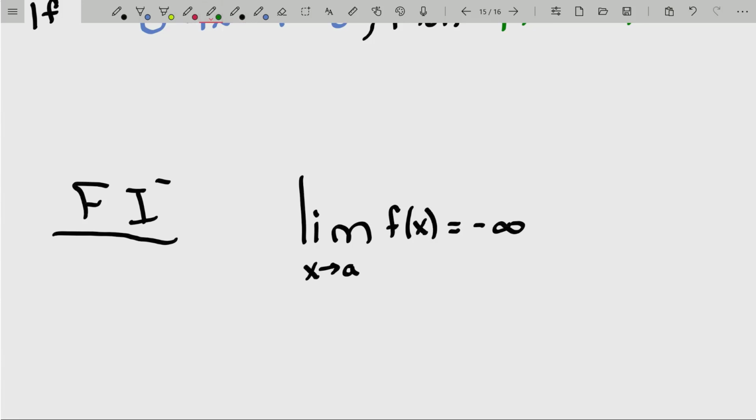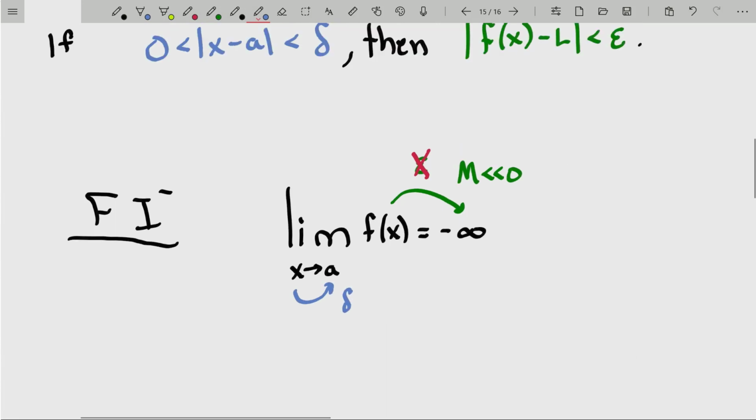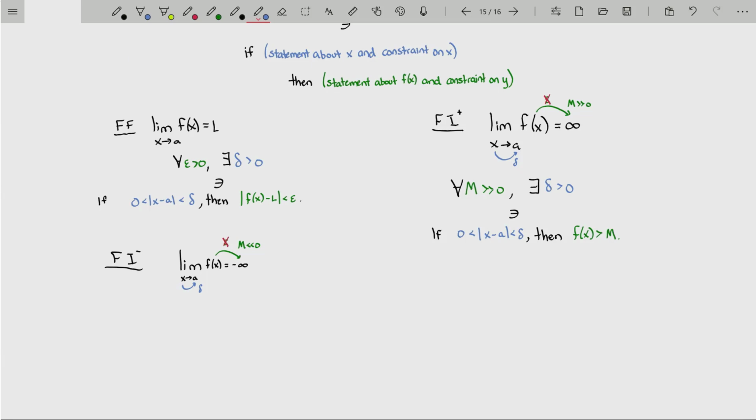Again, since f is not approaching something finite, you cannot use an epsilon neighborhood. Instead, you have a very, very large value of y that you're dealing with, but it's very largely negative. On the other hand, x is still approaching something finite, so you do have a delta. So let's go ahead and start with our constraint on y. For all, let's see, our y value, oh, it's just an m. Very negative.